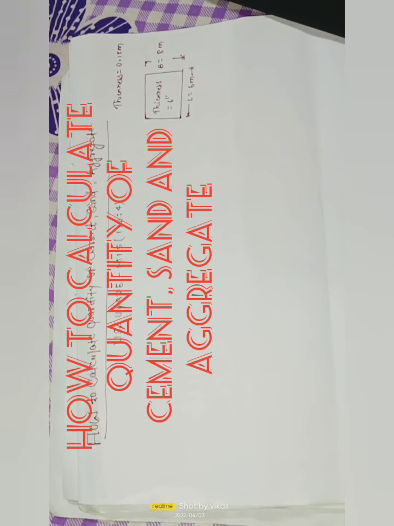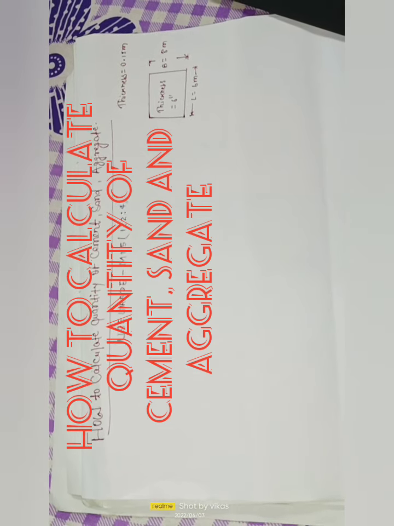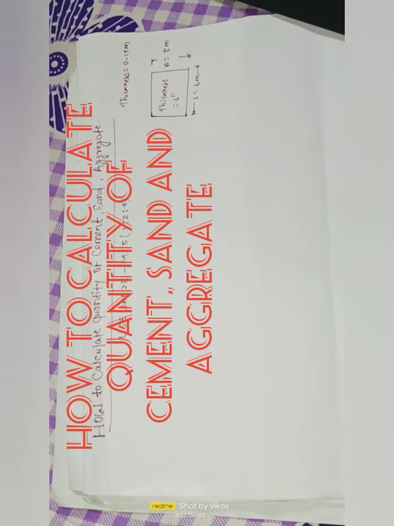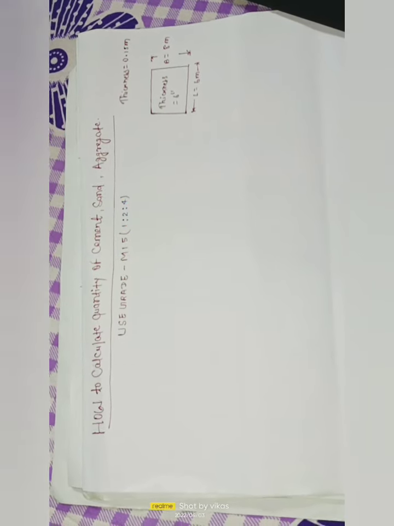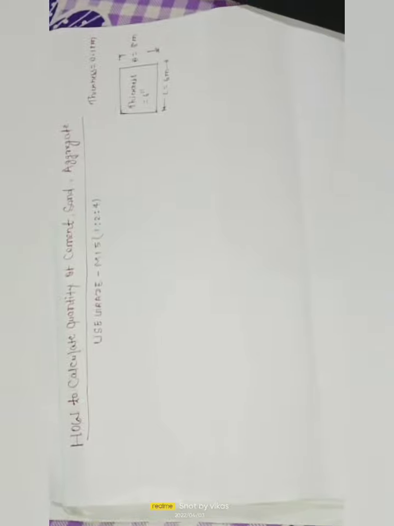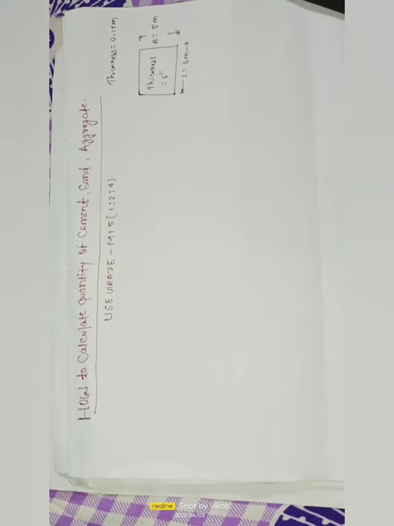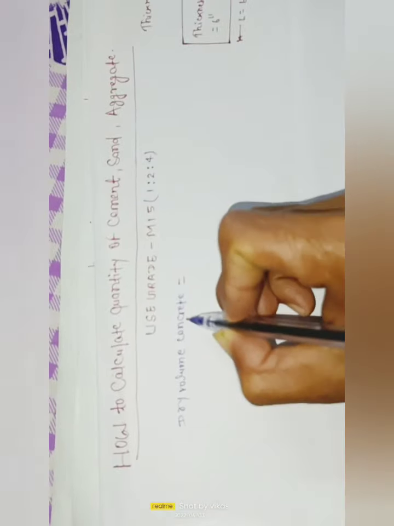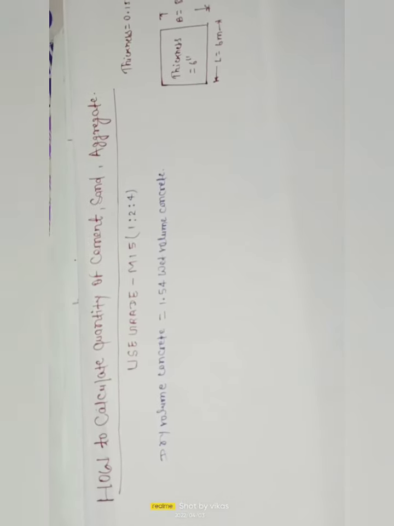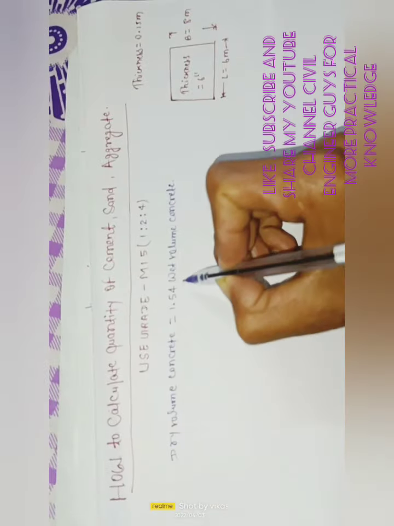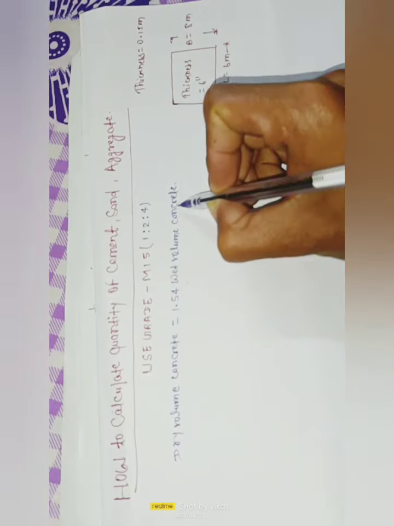So today I'm going to discuss how to calculate the quantity of cement, sand, and aggregate in a roof slab. Alright, let's get started in brief. Before that, we have to know what dry volume concrete and wet volume concrete are. So remember, dry volume concrete is equal to 1.54 times the wet volume of concrete.